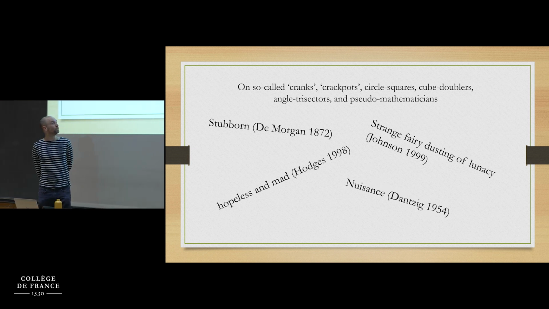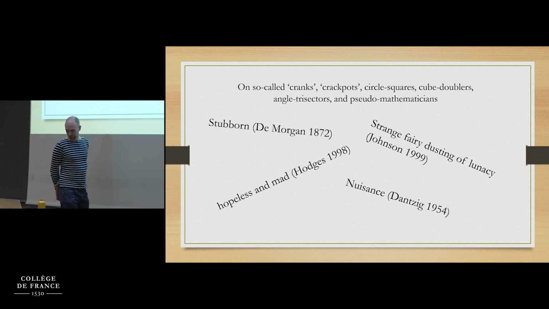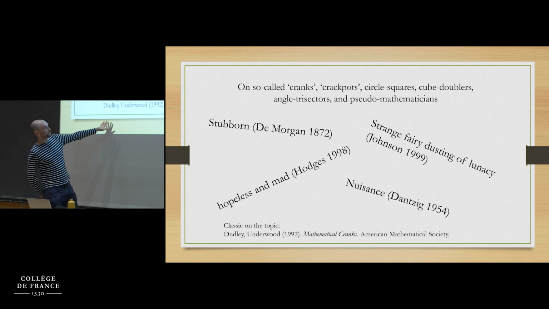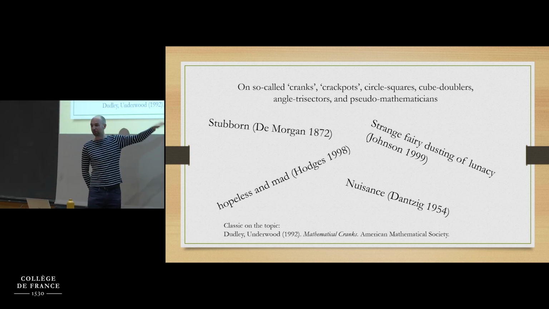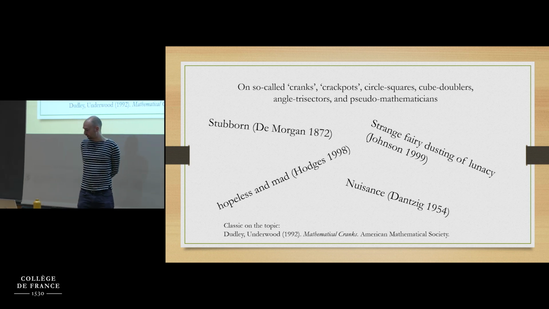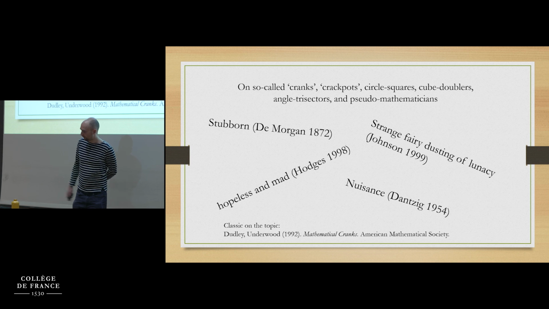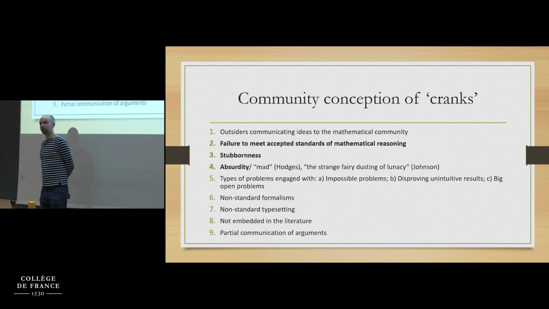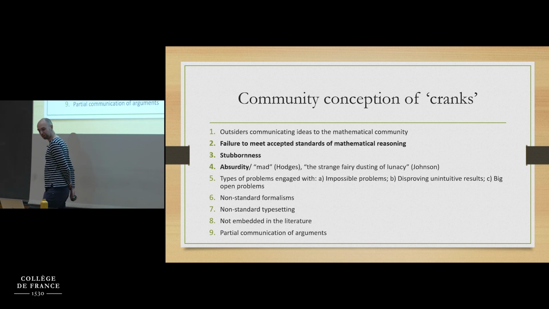Reading through all this material on what a crank might be and what the mathematical community thinks about cranks, before I go there, I should say, of course, that this is the contemporary classic on cranks. This is a book that, from this literature, I get these nine character traits of what the mathematical community thinks a crank might be. Actually, it's only eight.